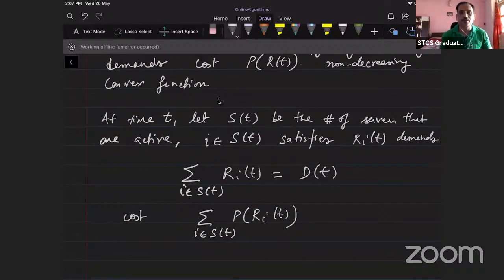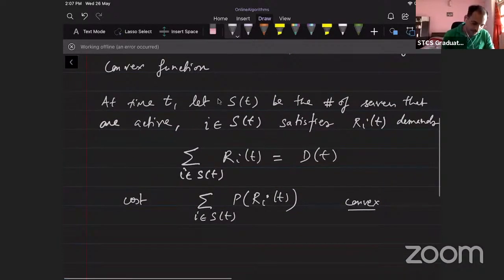Now, if this is all there was, this problem is convex and you can solve it easily, right? Everybody sees that, right? I'm not making P dependent on the server index, P is just some power function. So this is easy to solve. If you want to minimize this, Ri of t is going to be just essentially as small as possible because it's a convex cost.